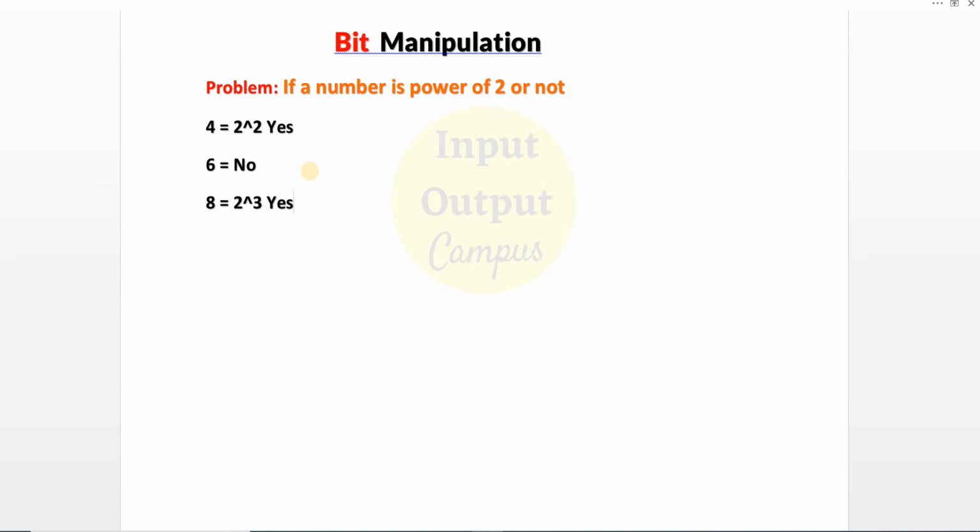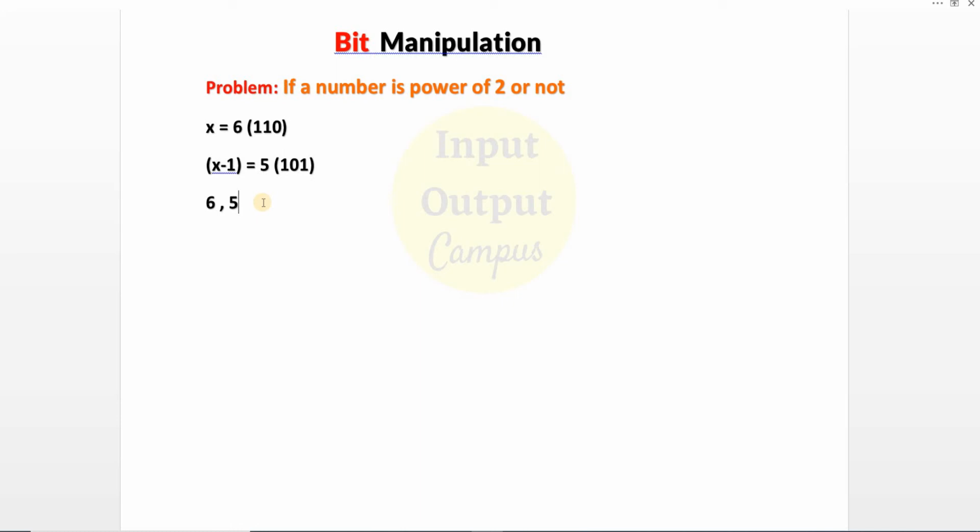Now we'll solve this problem. Suppose you have a number x. x equals 6 and the binary representation of x is 1 1 0. And if you decrease this number by 1, that is x minus 1, which is 5, its binary representation is 1 0 1. Now we have two numbers, 6 and 5.